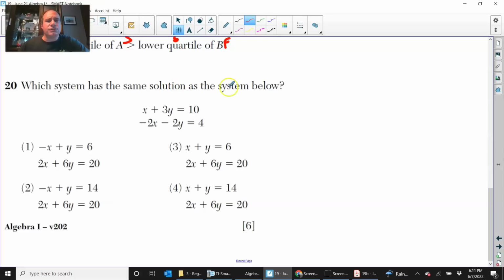Which system has the same solution as the system below? I am going to take this and solve it.